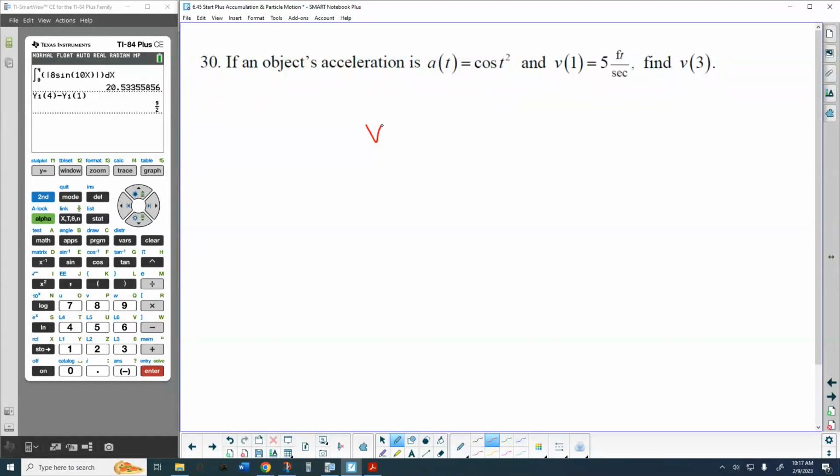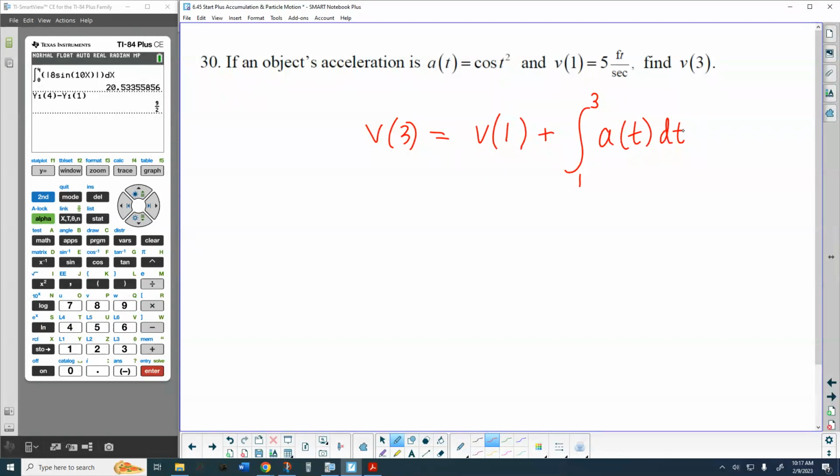acceleration is the derivative of velocity, we can think of this as start plus accumulation. It's our starting velocity, v of 1, plus the integral from, what are my bounds? 1 to 3 of acceleration. And I'm going to write it this way. You can put in the acceleration, but I'm going to just write it.